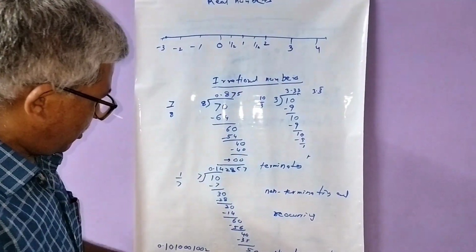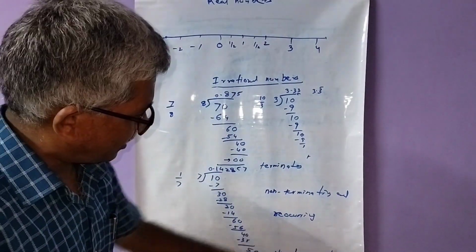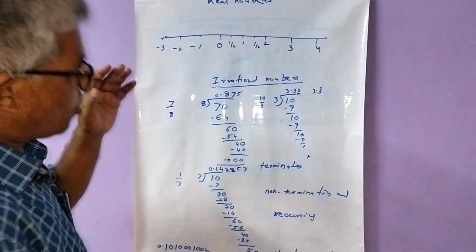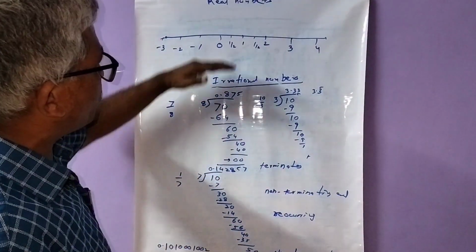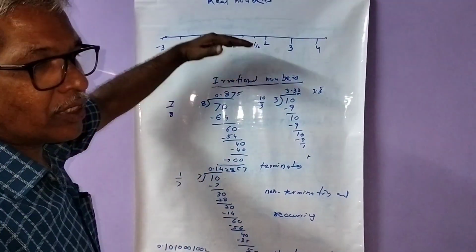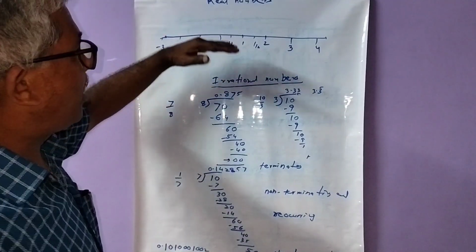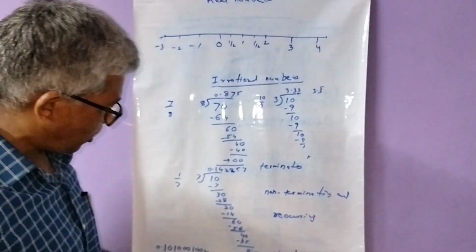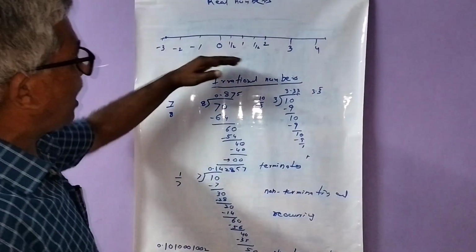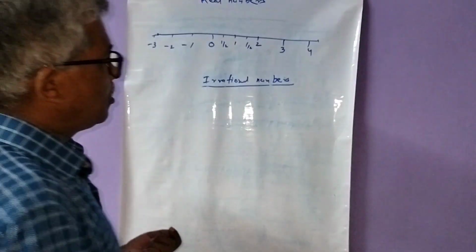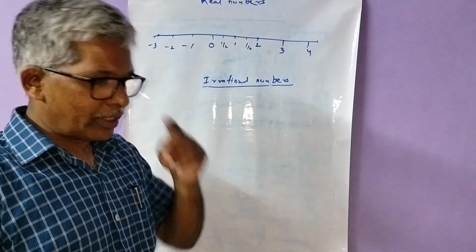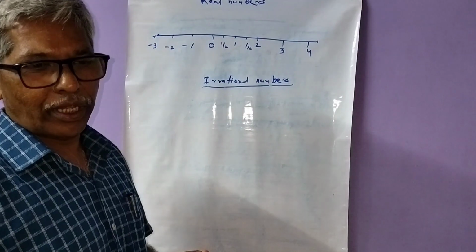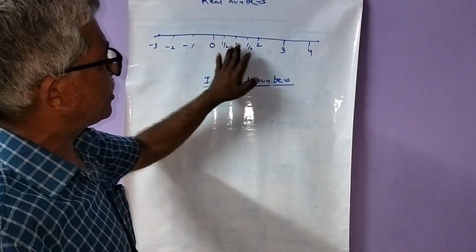Irrational numbers are non-terminating and non-recurring. Do these irrational numbers have a position on the number line? Yes. Let us see where root 2 or root 3 or other numbers lie on the number line. Now let us see whether these numbers, root 2 and root 3, have any position on this number line.